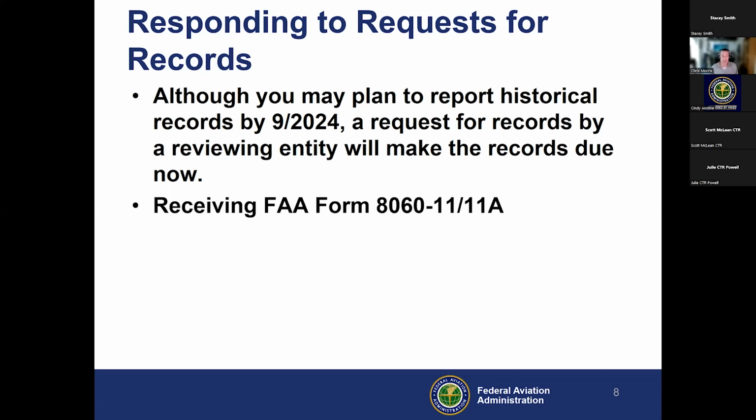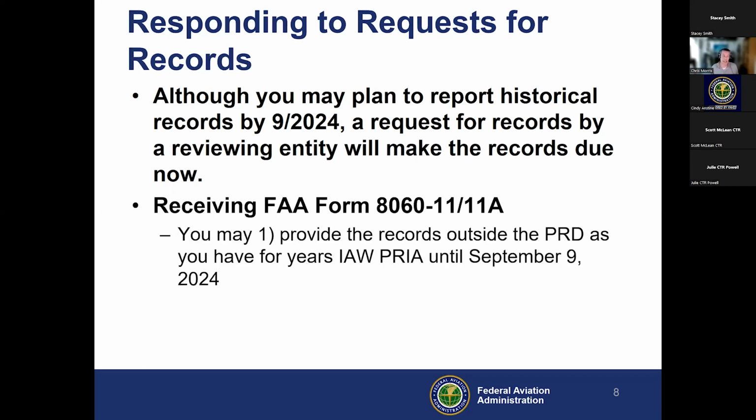So you might still receive an 8060-11. So if you get an 8060-11 from a new employer, then you have a couple ways that you can respond. You can either, just like you have for years, provide those pilot records, the last 5 years, to the employer outside the PRD system. That's one way to continue to comply with PREA, just like you always have, right? And so that's one way to do it.